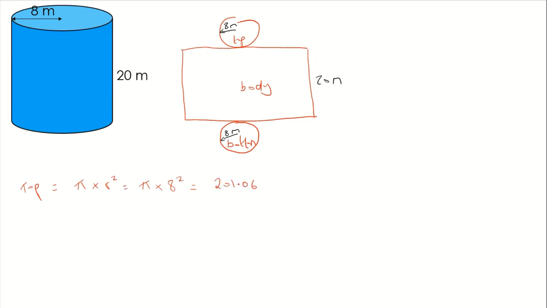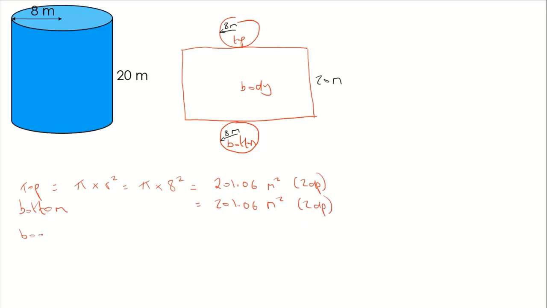Remember, if you're using 3.14 for pi, then you will get answers that are slightly different, but as long as they're close, it's fine. We agree, guys, as well. The bottom, again, will always be the same as the top because they're the same shape.